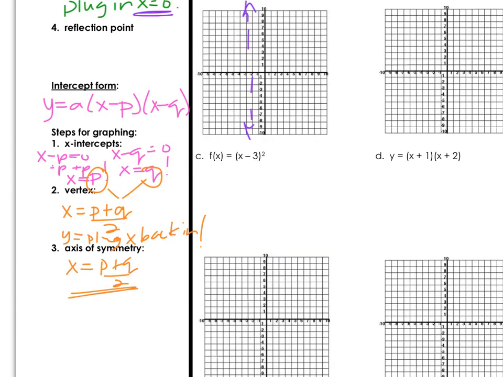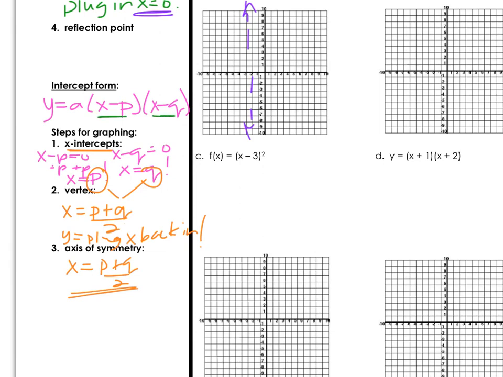Our last form was intercept form. That's when you have the two parentheses. It almost looks like you factored your quadratic function. And there may or may not be that a out in front. Remember, to get your x-intercepts, the first thing you want to do is just set the parentheses equal to 0 in whatever form they're in.